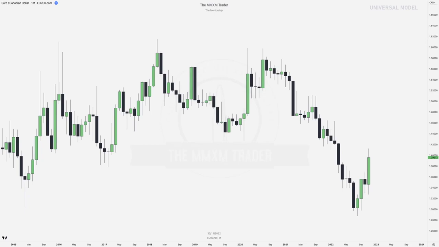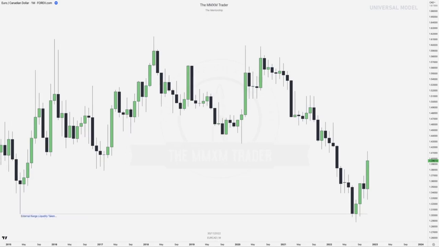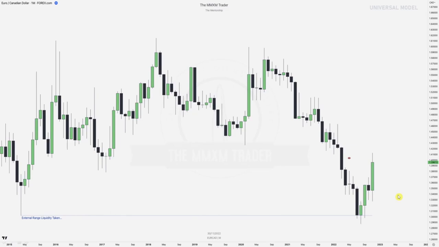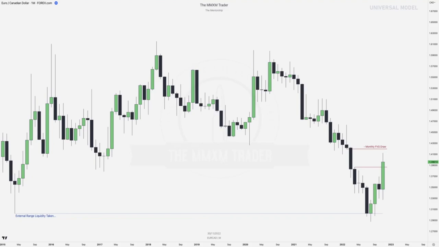First of all, we're going to think about external and internal range, right? Where has external range liquidity been taken? We've got this low down here, extended out in time, and we see this purge on sell side liquidity over here, which means from external we go to internal, and we have our draw on liquidity, right? We want to draw into this internal range monthly fair value gap. This is where our eye goes to, and this is where our bias is for the draw on liquidity. So that monthly fair value gap draw.